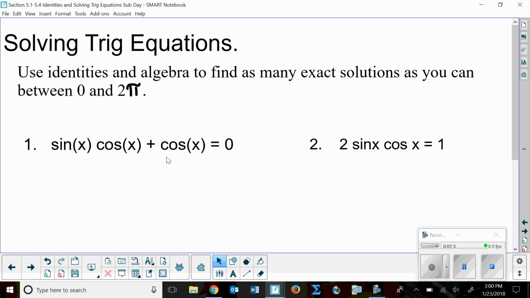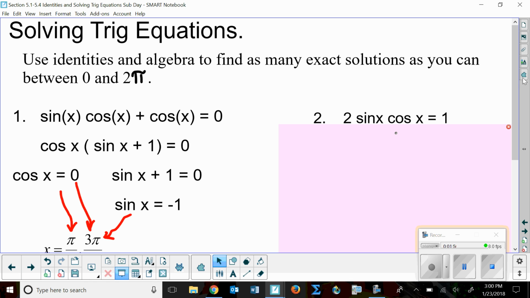So here are two problems. What you should be able to see is that on the left side, it looks like half of a trig identity. So you're just going to simplify that whole left side and see what you can come up with to then solve for x. So go ahead and pause the video and then turn it back on for the solution.